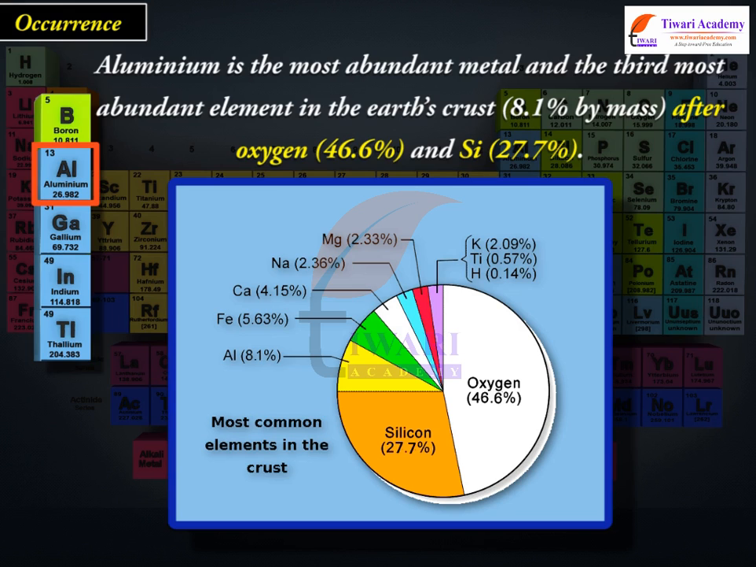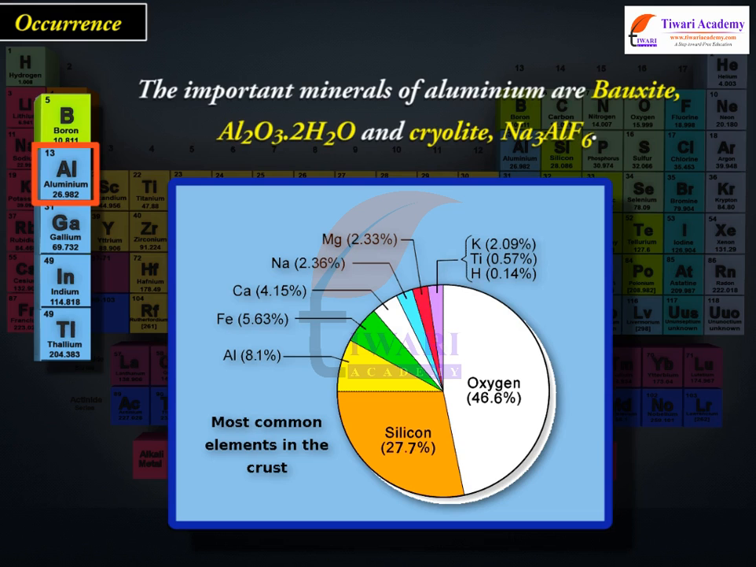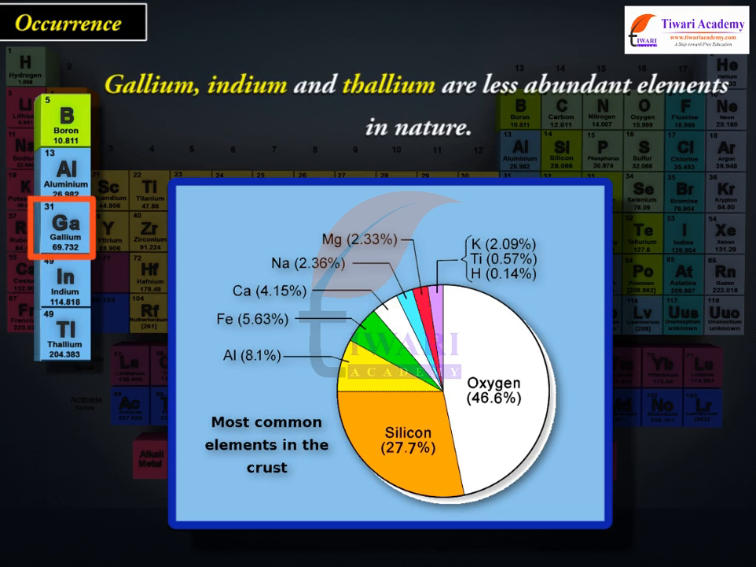Aluminium is the most abundant metal and the third most abundant element in the Earth's crust, 8.1% by mass, after oxygen, 46.6%, and Si, 27.7%. The important minerals of aluminium are bauxite, Al2O3.2H2O, and cryolite, Na3AlF6. Gallium, indium, and thallium are less abundant elements in nature.